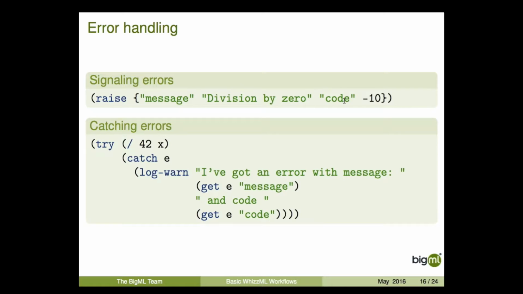And then since we can raise errors, we can also do try and catch on those errors. So we can try the body of a statement. The body of the try happens right after the initial keyword there. And then after the body, we specify that we want to catch the exception. We're going to call it E in the body of the catch statement. And here we're just logging the message and code that comes out of the exception that we've just caught.